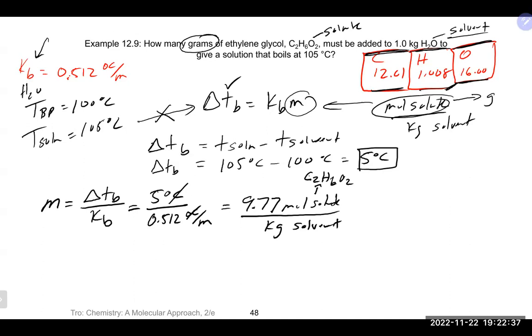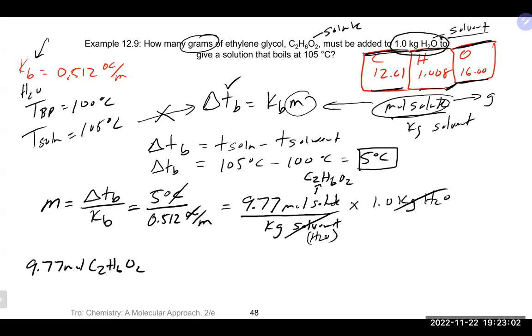Now we can use the other piece of information which they gave us, which is that we're taking a kilogram of the water, which is our solvent. So frankly, if we just multiply this by 1 kilogram, which is our solvent, which is the water, the kilograms of the solvent will cancel, and that will give us that we have basically 9.77 moles of C2H6O2 in this particular case.